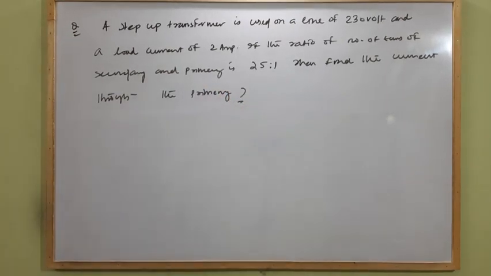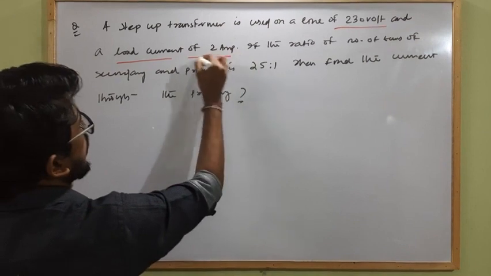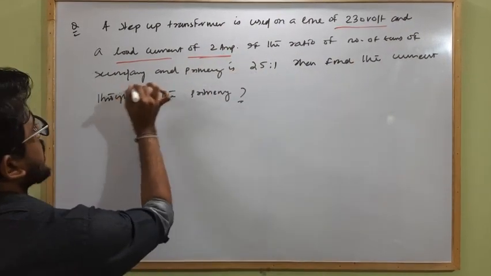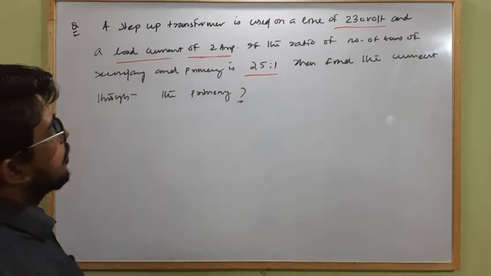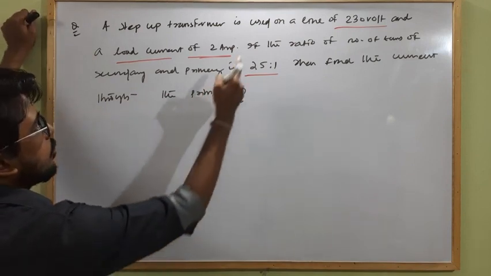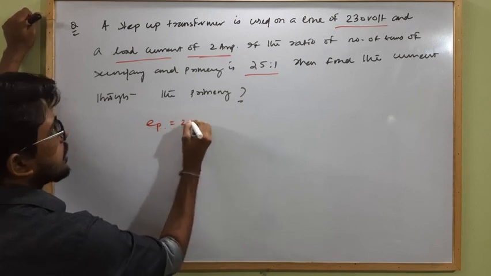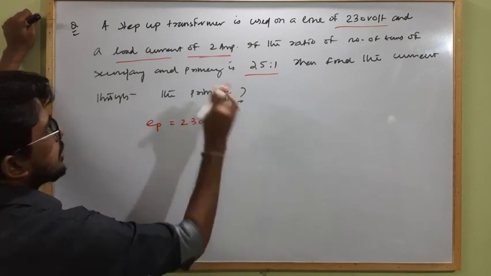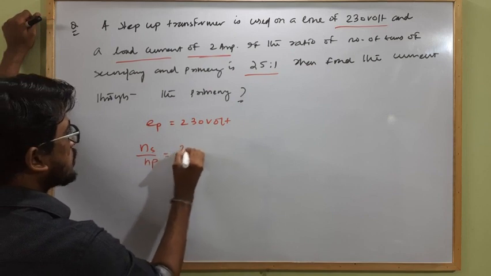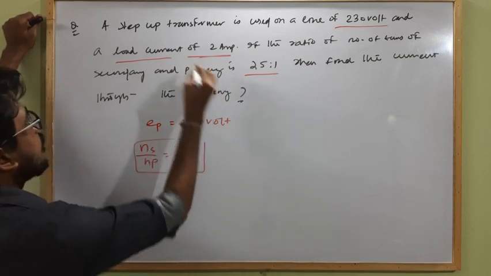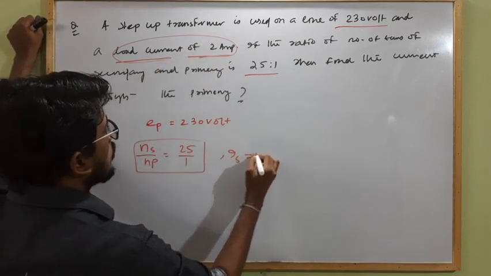Okay, a step-up transformer is used on a line of 230 volt and a load current of 2 ampere. If the ratio of the number of turns of secondary and primary is 25:1, then find the current through the primary. So in this given question, used on a line of 230 volt means the primary potential is given as 230 volt, and the ratio of secondary and primary number of turns, Ns by Np, is given as 25/1, and the load current, that means current across the secondary coil, is given as 2 ampere.